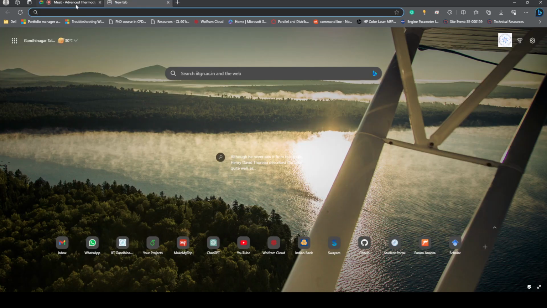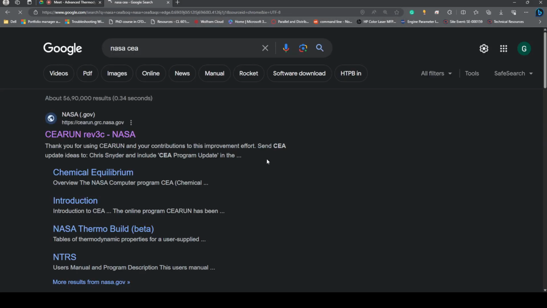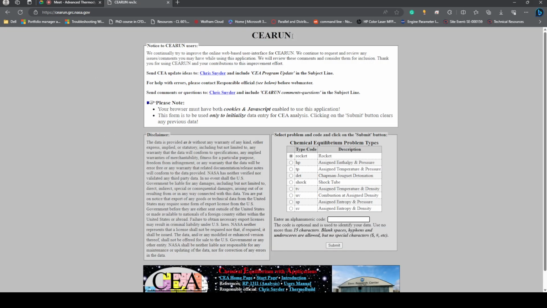Is my screen visible, Richa? Yes, sir. So if you search for NASA CEA, CEA means chemical equilibrium analysis. What we are trying to do is find the equilibrium between dissociations and recombinations, right? That is why it is like this. If you search in Google, the first link itself, you will end up getting.